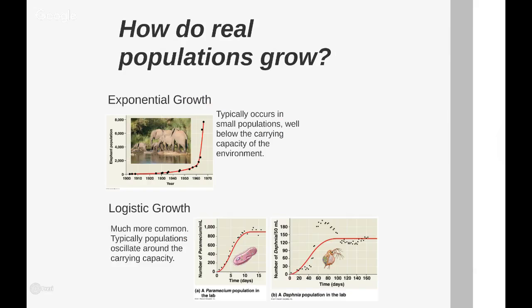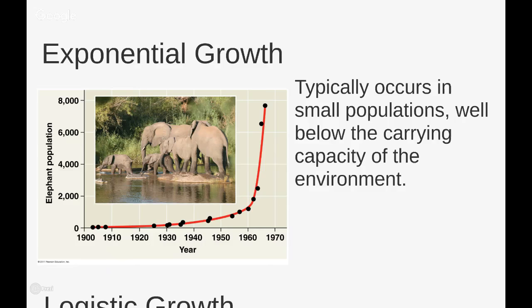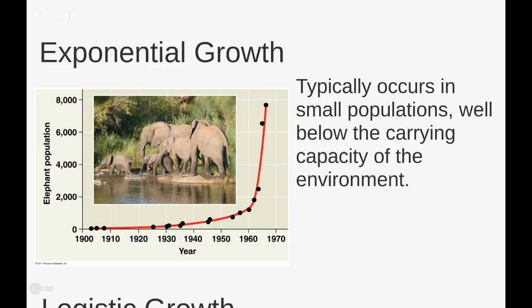All right, then we talked about how do populations grow. All populations will experience what's called exponential growth at some point. This typically occurs in small populations, though, as well as populations that are well below the carrying capacity of the environment. So there's plenty of resources for them, and then they will grow rapidly, especially if they have a long life cycle and they can have an easy time of reproducing. So you get that rapid growth. One becomes two, two becomes four, four becomes eight, and so forth over a relatively short period of time.